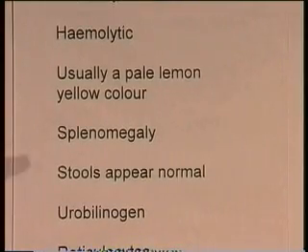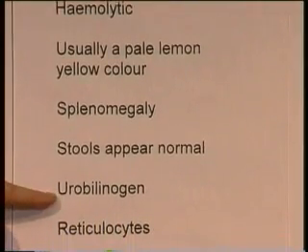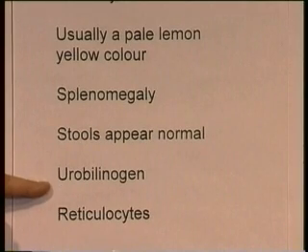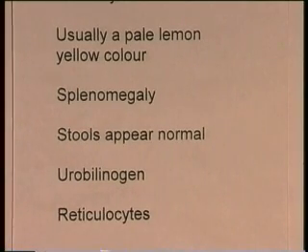So the spleen may be enlarged, stools appear normal, urobilinogen in the urine as normal, and immature red blood cells on blood films.